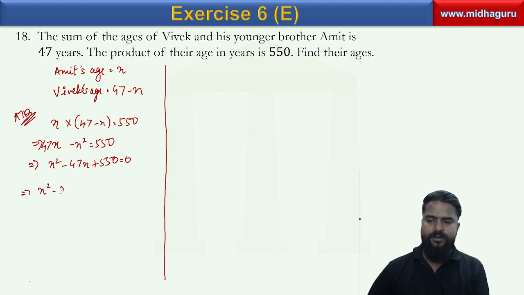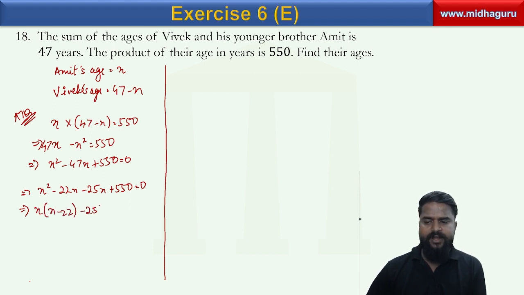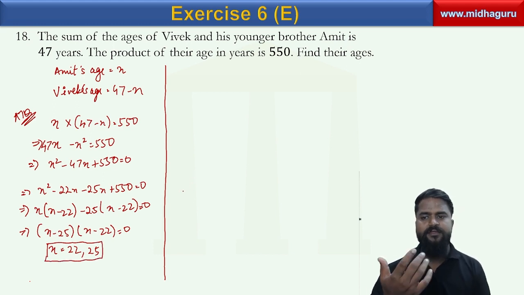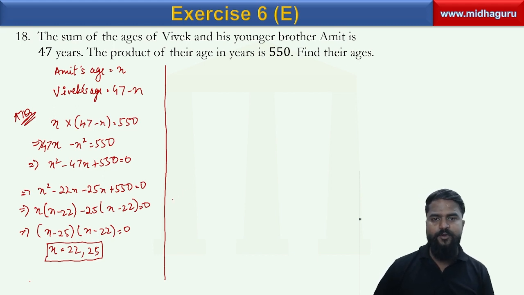So I'll write x square minus 22x minus 25x plus 550 is equal to 0. Taking x as common here, I get x minus 22, and taking minus 25 as common here, again I get x minus 22. So x minus 25 into x minus 22 is equal to 0, which means x is either equal to 22 or x is equal to 25. Now we have two positive values, and since the question was about an age, the answer needs to be positive.